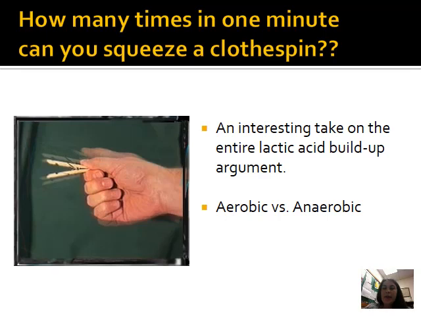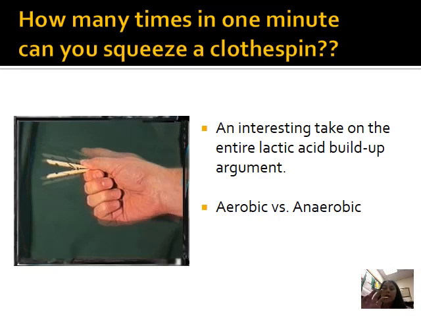In the second part of the lab, we analyzed what happens if oxygen doesn't get to our muscle cells in time. So we analyzed 2 types of respiration, aerobic, which uses oxygen, and anaerobic, which does not use oxygen. So what we did was we took a clothespin, and for 1 minute you had to open and close that clothespin as many times as you can. So the muscle cells in your thumb were being worked.